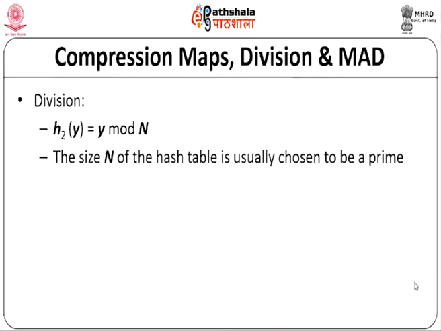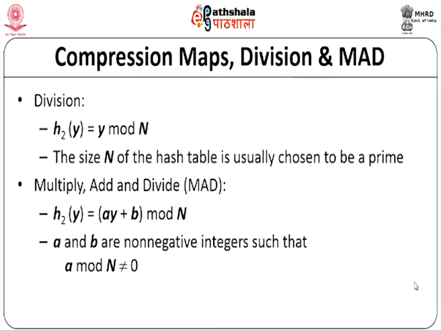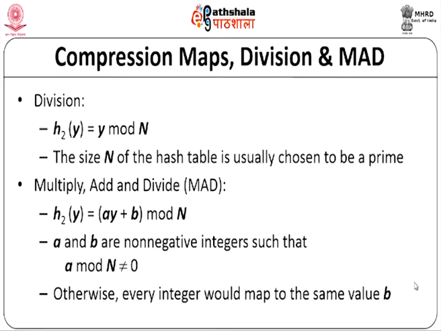The size n of the hash table is usually chosen to be prime. We are the people choosing the hash table size, usually prime, so that this works out properly. Another method is multiply, add and divide, called MAD. Here you have (a y plus b) mod n, where a and b are non-negative numbers that you choose such that a mod n is not equal to 0, otherwise every integer would map to the same b. Remember, this maps the integer y to the values in the table. Why mod n? Because you need a value between 0 and n minus 1.